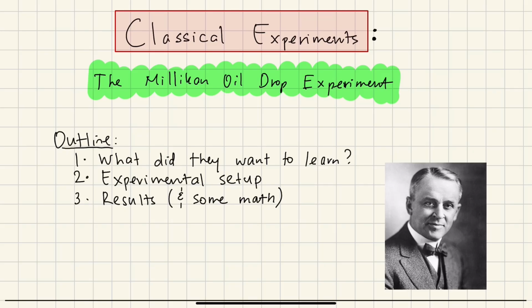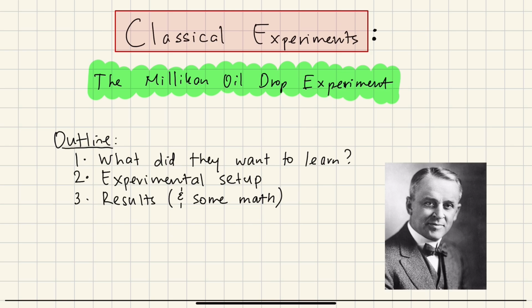Continuing in the mini-series on the classical chemistry experiments, today we'll be talking about the Millikan oil drop experiment, conducted by that lovely gentleman you see at the bottom right of your screen. This experiment tends to be a little tougher for some students to understand, but it's really not that complicated if you just take a little bit of time to picture and to understand what's going on here.